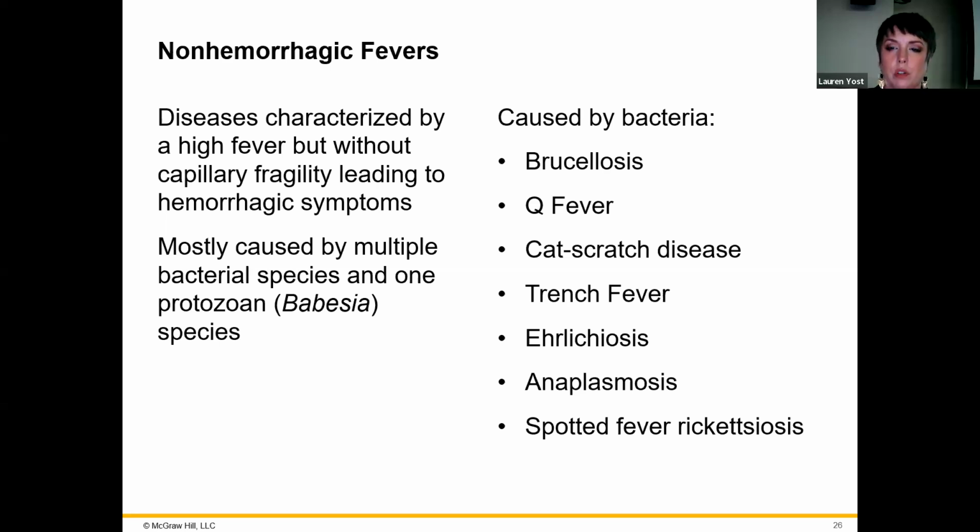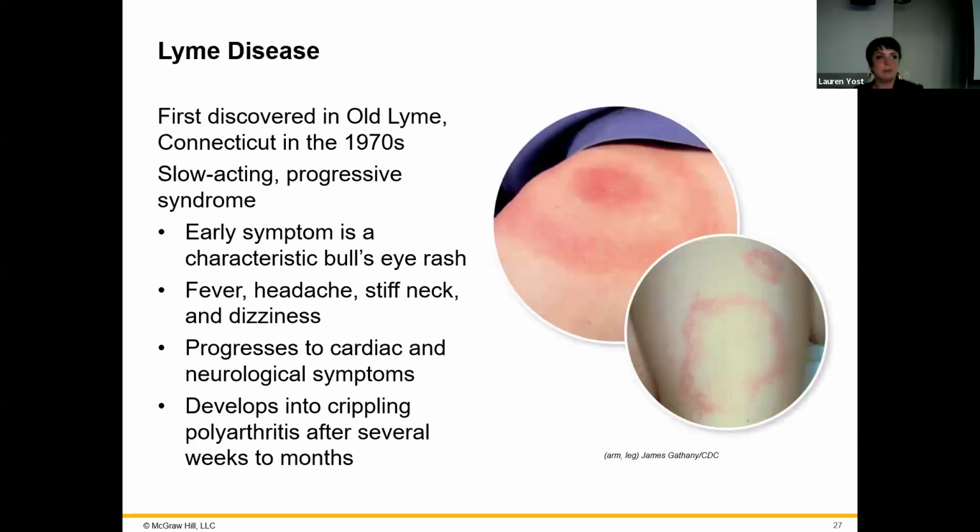One of these guys is a protozoa. Let's go into it. Lyme disease, first discovered in Old Lyme, Connecticut in the 70s. It is transmitted by ticks. It creates this very characteristic bullseye rash and leads to neurological symptoms, fever, headache, stiff neck, and dizziness, as well as psychological symptoms can develop from this as well.